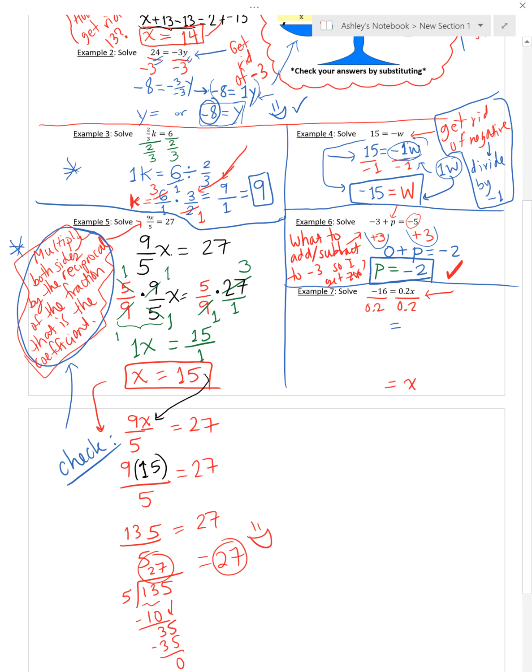But again, if I want to really show my work, which you probably don't have to once you get the hang of this, I have a 0.2 divided by 0.2 on the right side. That's a 1x. Just to verify to myself that I did the right operation and I'm actually getting rid of the 0.2. On the left side though, that's kind of tough. That's -16 divided by 0.2.